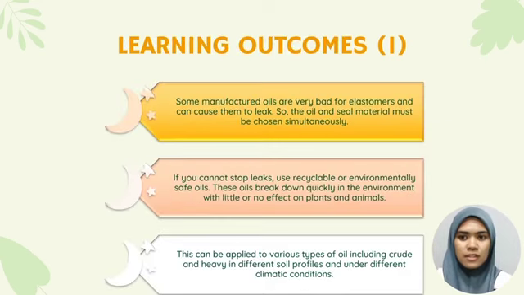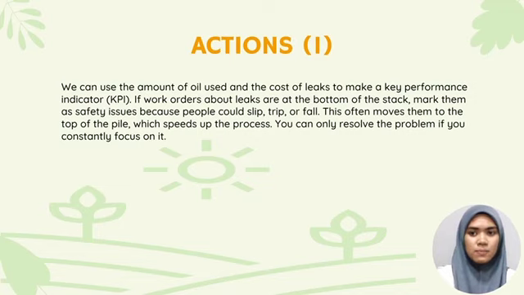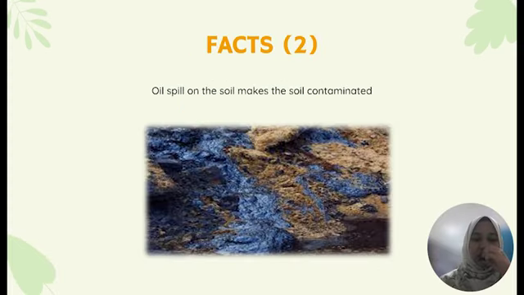There are three learning outcomes that we have got from the first fact. First, the oil and the seal material must be chosen simultaneously. Second, use recyclable and environmentally safe oils. Third, this method can be applied to various types of oil, including crude and heavy oil, in different soil profiles and under different climatic conditions. To make sure this method is followed by the petroleum industry, we can use the amount of oil used and the cost of leaks to make a key performance indicator, which is KPI.